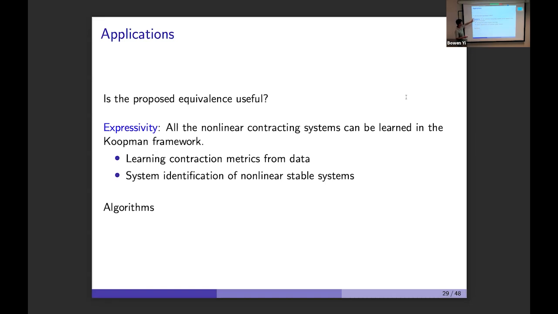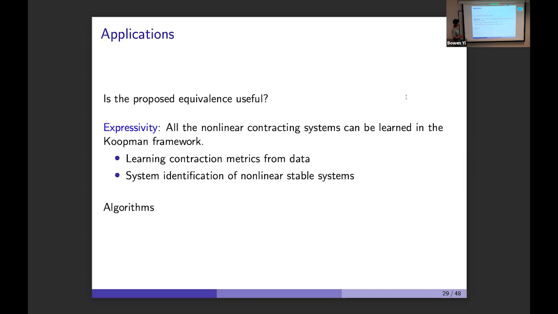An implication of such an equivalence I call expressivity. That means all nonlinear contracting systems, or equivalently, all stable nonlinear systems, can be learned in the Koopman framework. Many people are working on Koopman learning, but with such an equivalence, we can say that if we have a good approximator, then all stable nonlinear systems can be learned by the Koopman framework with a finite-dimensional state space.